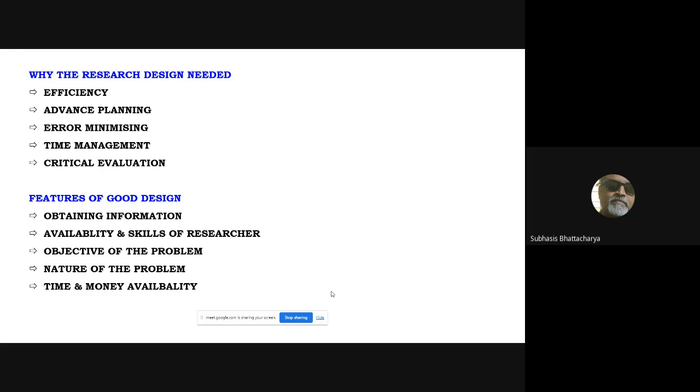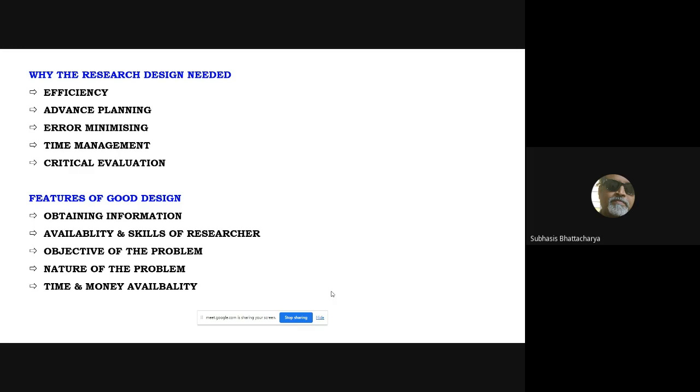So a good design is often characterized by some objectives: your research must be flexible, appropriate, efficient, economic, and so on. What are the features of a good design? A design which minimizes bias and maximizes the reliability of the data collected and analyzed is considered a good design.